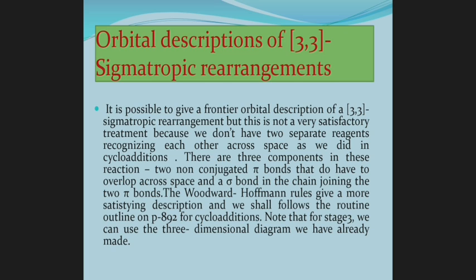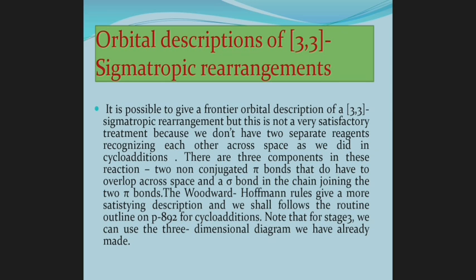It is possible to give a frontier orbital description of a 3,3 sigmatropic rearrangement, but this is not a very satisfactory treatment because we don't have two separate regions reorganizing each other across space as we did in cycloadditions. There are three components in this reaction: two non-conjugated pi bonds that do have to overlap across space, and a sigma bond in the chain joining the two pi bonds. The Woodward-Hoffmann rules give a more satisfying description, and we shall follow the routine outlined on P892 for cycloadditions.